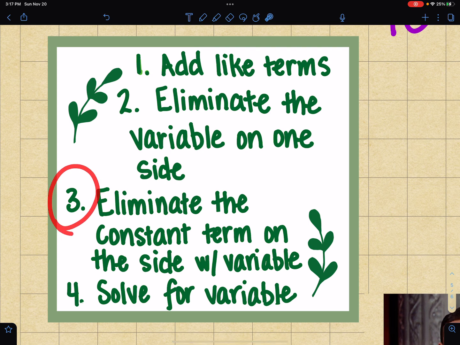Step 3, eliminate the constant term on the side with the variable. So if you have 3x is equal to something, what you're trying to get rid of last is that 3, because that's the constant on the side with the variable. And step number 4, you just do the math and solve for the variable.